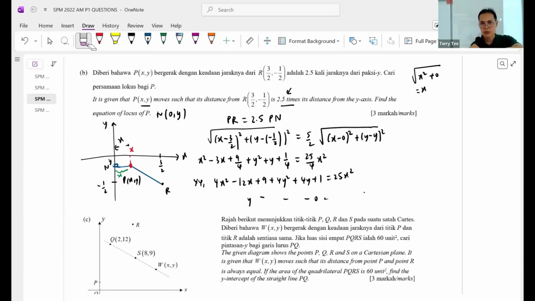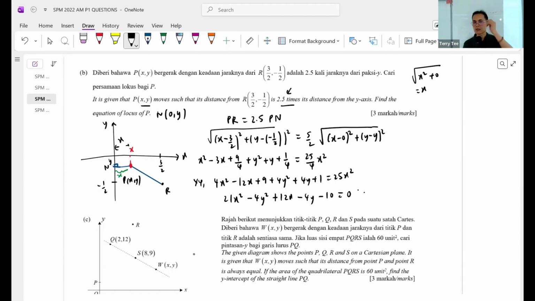We need to bring everything to the right-hand side. Normally, we write x squared first, followed by y squared and the rest. So, I throw everything over to the right. 25x squared minus 4x squared is 21x squared. Minus 4y squared, followed by 12x. I'm throwing everything to the right-hand side. Minus 4y, 9 plus 1 is 10. Bring over is negative 10.